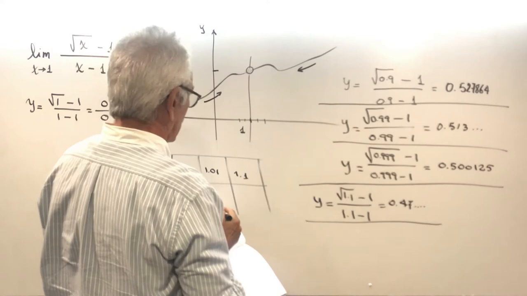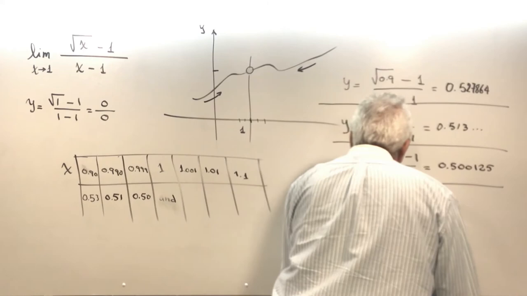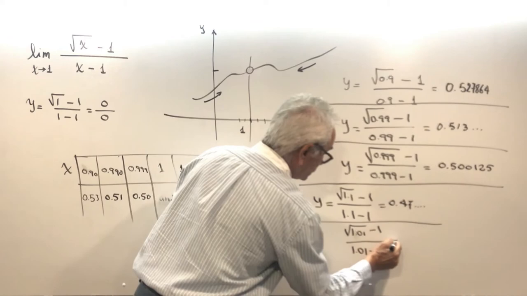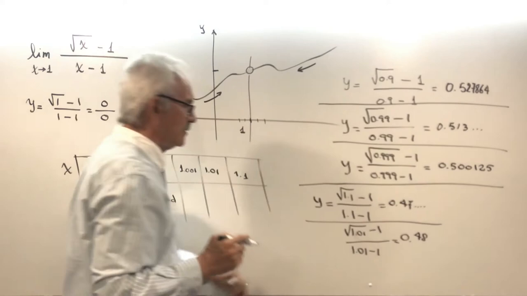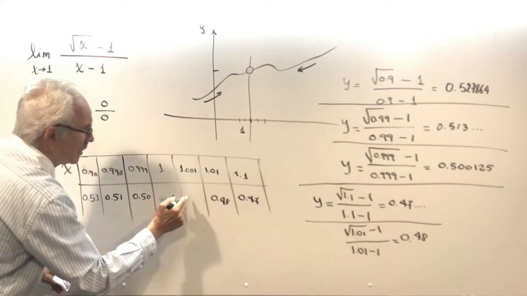What happened when x equals the square root of, not zero, of 1.01 minus 1, divided by 1.01 minus 1? The solution will be 0.48. So here we have 0.47. Here we have 0.48. Here we have 0.499.